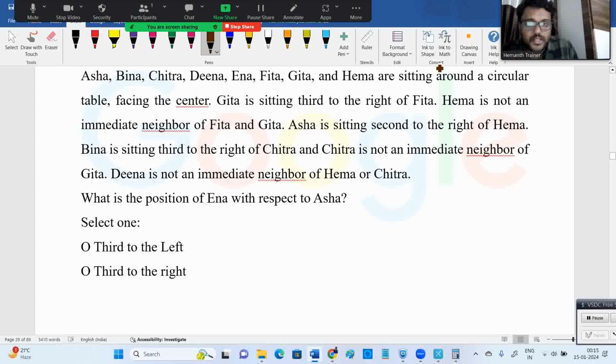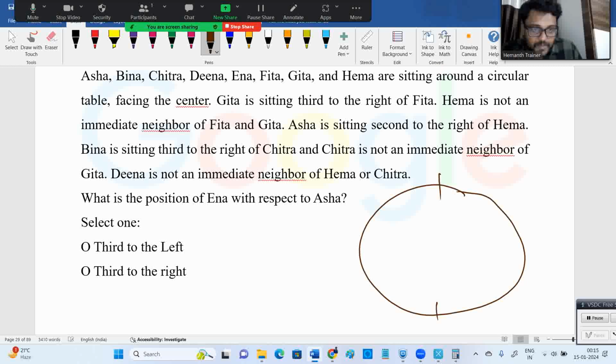Here, circular table facing the center. Geeta is sitting third to the right of Fatima. So we have 8 people facing the center, maintaining equal distance. Okay, F facing towards center. Right means you should go anti-clockwise. Left means clockwise here. So Fatima's right side, first right, second right, third right is Geeta.